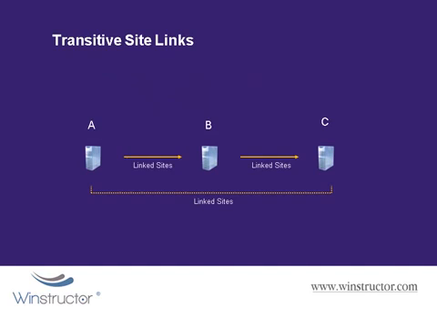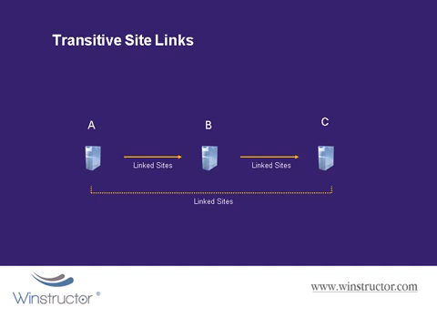Now, by default, all site links are transitive. This simply means that if site A and site B are linked sites, and site B and site C are also linked sites, then site A and site C are also transitively linked sites. Now you can disable transitivity, but disabling it will cause all site links to be affected, the result being that none of them will be transitive.